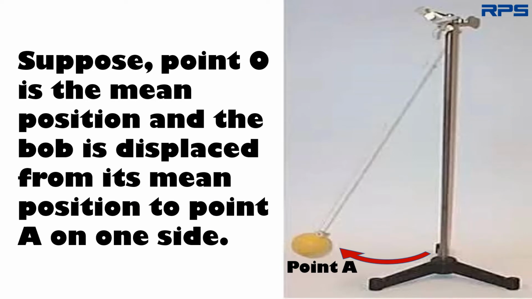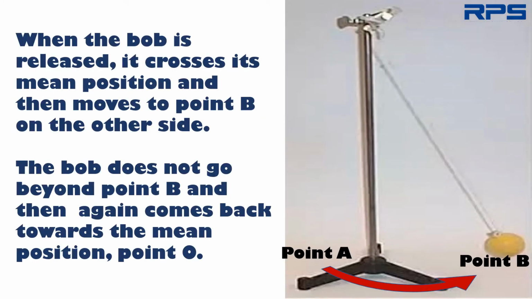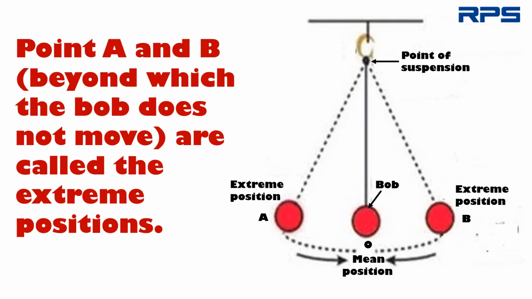Suppose point O is the mean position and the bob is displaced from its mean position to point A on one side. When the bob is released, it crosses its mean position and then moves to point B on the other side. You will observe that the bob does not go beyond point B and then again comes back towards the mean position, point O. Points A and B, beyond which the bob does not move, are called extreme positions.